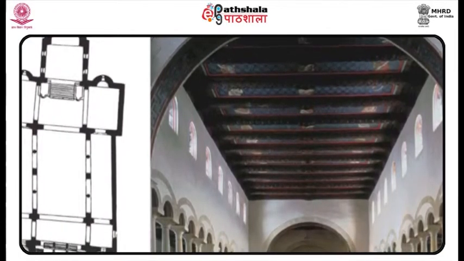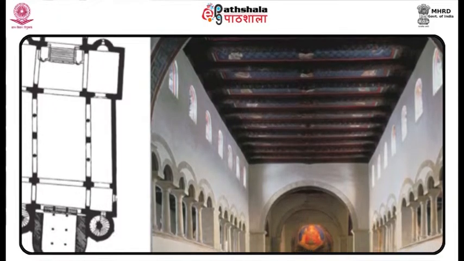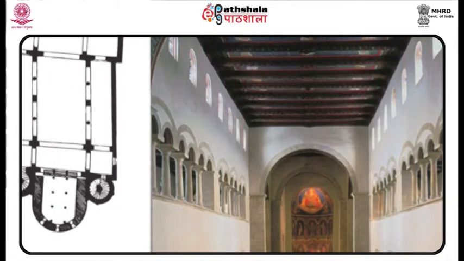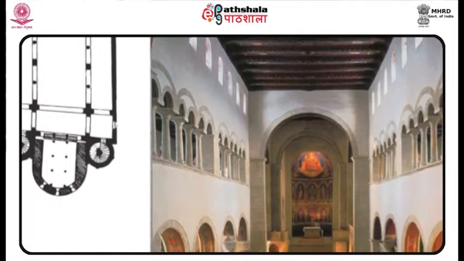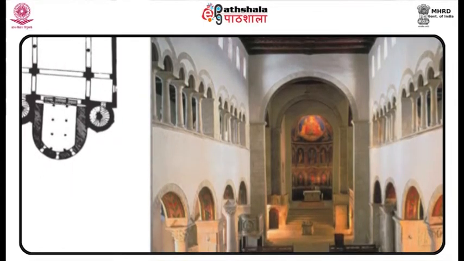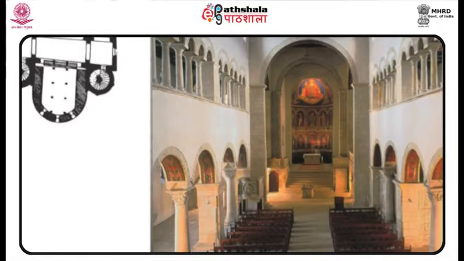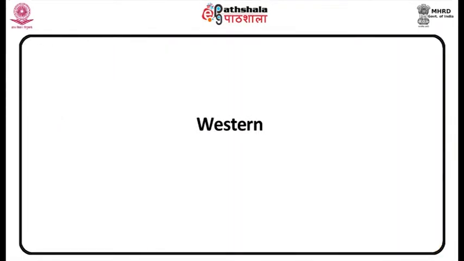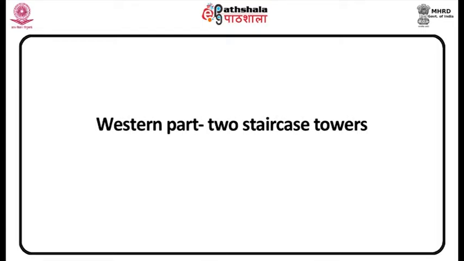The major architectural work of this period was the convent church of St. Cyriacus of Gernrode, founded by Margrave Gero in 961. The western part is heavily emphasized by two strong staircase towers flanking a large western block with an internal western gallery, very much in the Carolingian tradition.